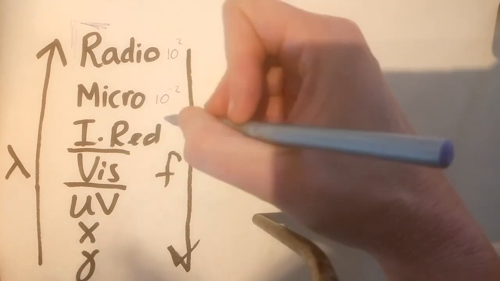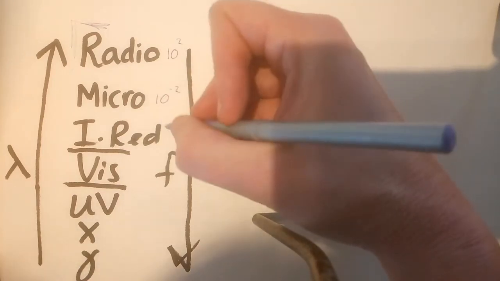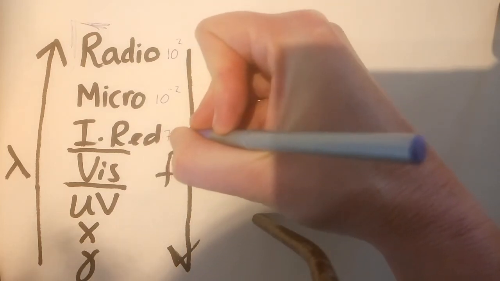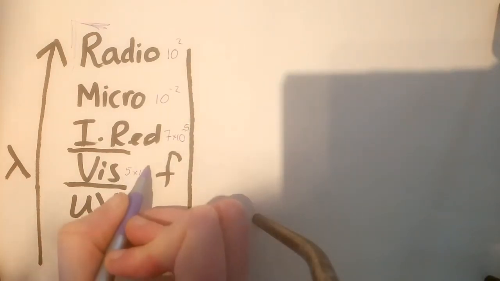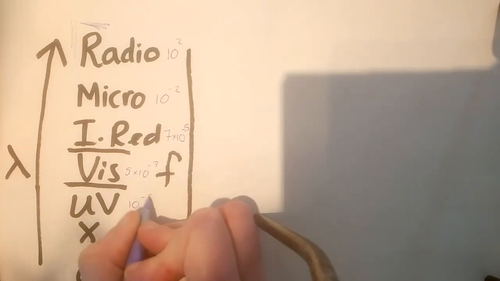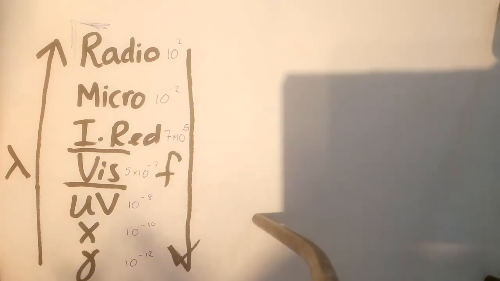I said you need to remember 2 numbers, 7 and 5. If you use 7 times 10 to the minus 5 for infrared, you can use 5 times 10 to the minus 7 for visible light. Okay, then you can just go 10 to the minus 8, 10 to the minus 10, 10 to the minus 12, and you're all sorted.